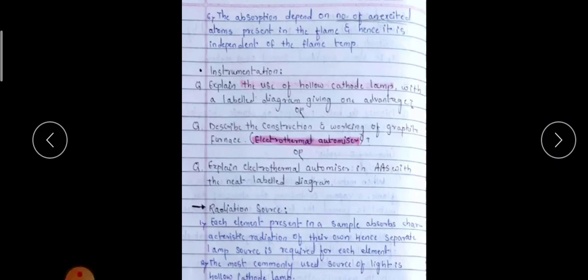The other part is the instrumentation. Explain the use of the hollow cathode lamps with a labeled diagram giving one advantage. Describe the construction and working of the graphite furnace, that is the electrothermal atomizer. Explain the electrothermal atomizer in the AAS with a neat labeled diagram.